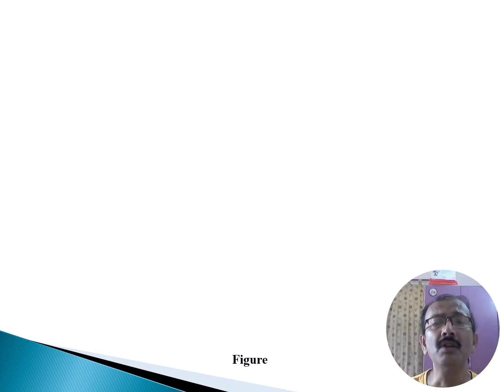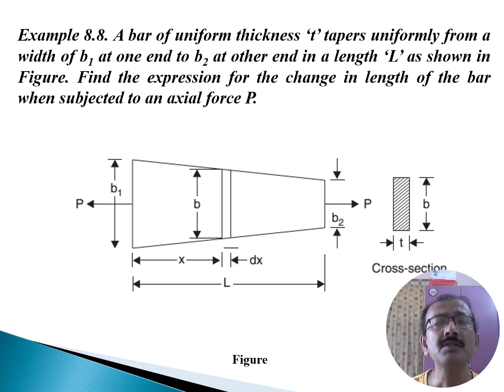So what is the procedure? How to calculate? Here is a bar of uniform thickness T, with width varying uniformly from B1, the initial width, to B2, the final width, and the total length of the bar is L. We have to calculate the expression for the change in length of the bar when subjected to an axial force P, applied at the end of the bar. This is the cross section, with breadth B and thickness T.